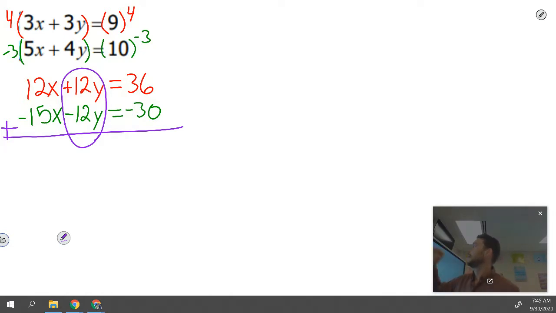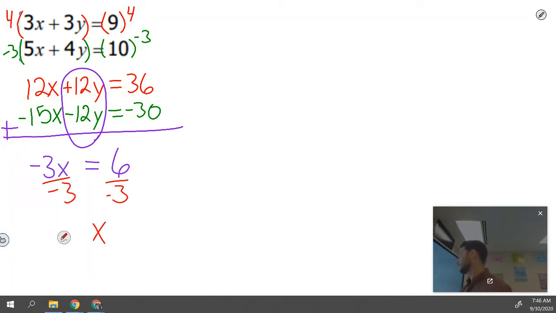If I do, 12x plus -15x is -3x, and 12y plus -12y goes away. And I'm left with 6 on the right. 36 plus -30 is 6. Great. So now this is an easy equation. We'll solve this out. x is equal to -2. Great. Well, now we just need to plug this in.